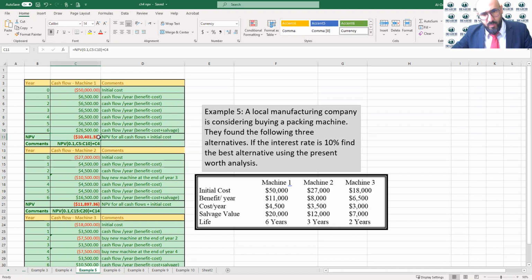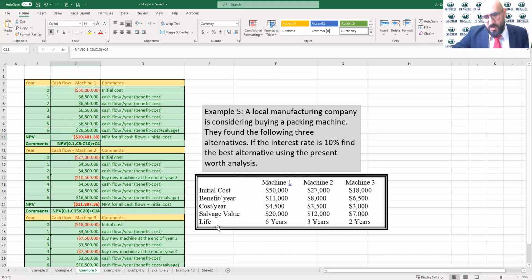And then once the table is ready, we could apply the NPV function, 10%, select the values from year 1 to year 6, add to that the year 0, which is the negative 50,000, and that would be $10,401.